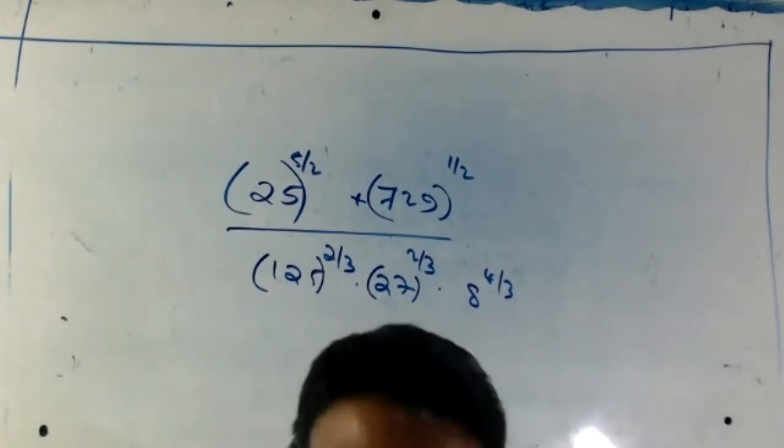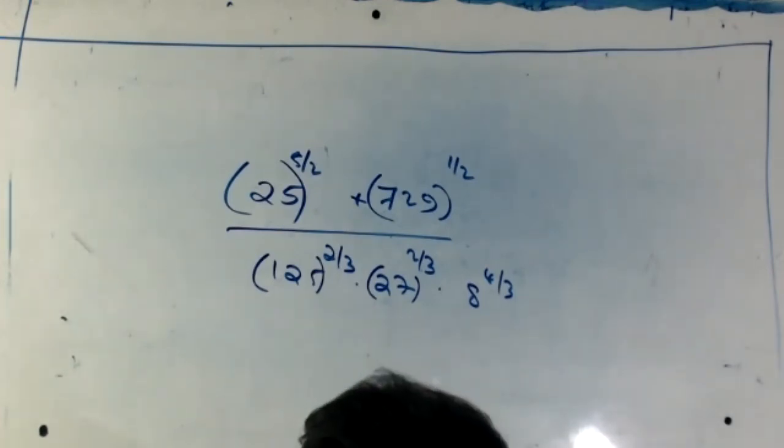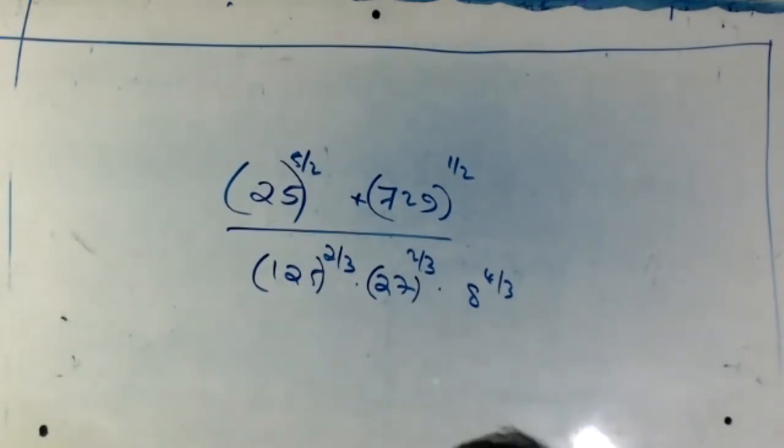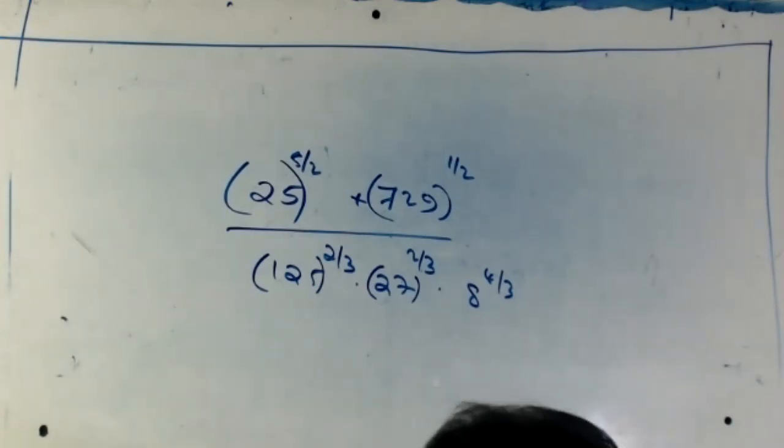Once again, 25 raised to 5 by 2 into 729 raised to 1 by 2, 125 raised to 2 by 3, 27 raised to 2 by 3, 8 raised to 4 by 3.